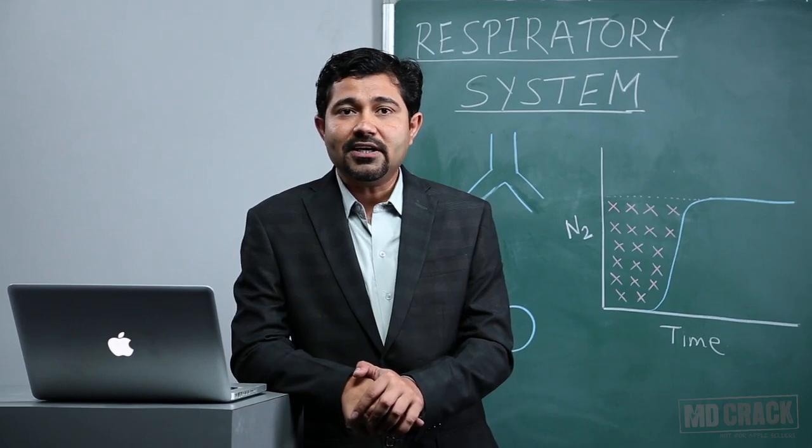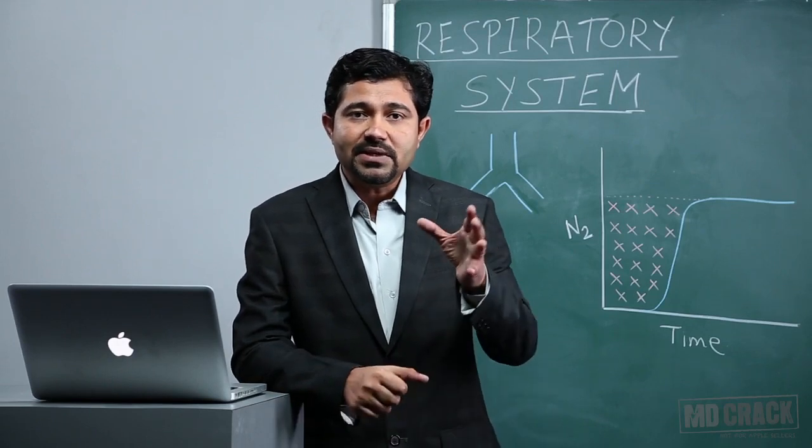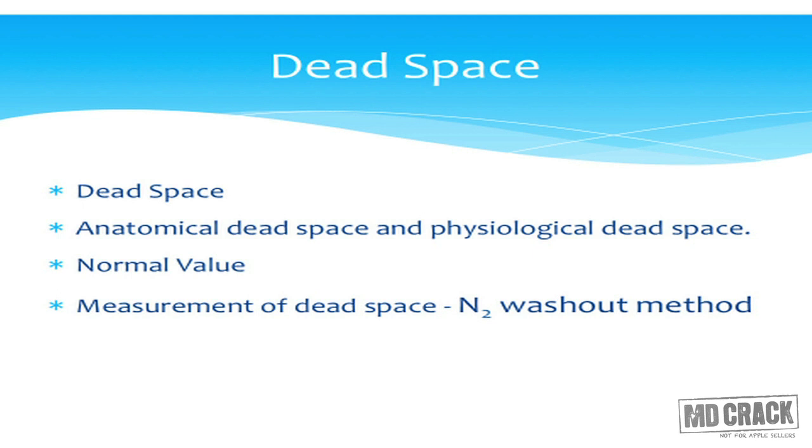So what do you mean by anatomical dead space? Because of the anatomical peculiarity, that air is not being used up for the exchange of the gases. That is anatomical dead space. What is physiological dead space? Physiological dead space is because of the imbalance in the V by Q ratio. Mainly the V by Q ratio has increased. So in that case, the physiological dead space will be created.